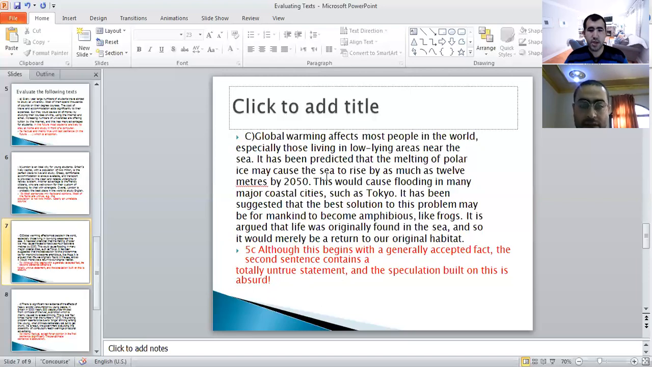Look at this: the generally accepted fact that global warming affects most people in the world. This is a generally accepted fact. We all know this. Yes, and the speculation built on this is absurd. It's unreasonable. Absurd means unreasonable here.